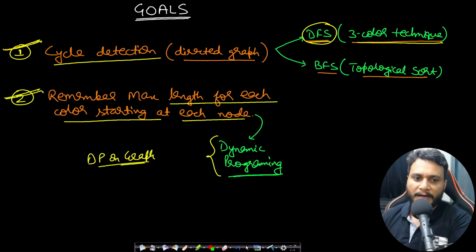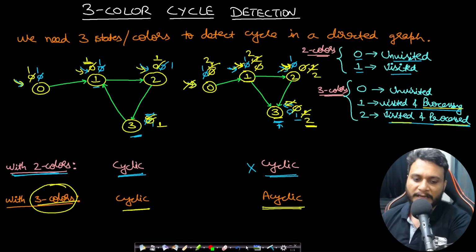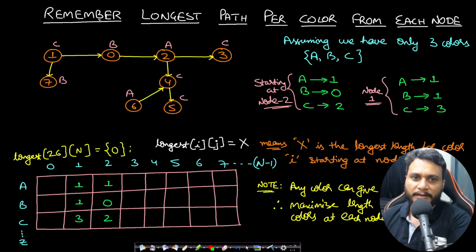Now the second thing, how to remember the maximum length of each color starting at each node. We will be applying DFS, and with DFS we will try to do dynamic programming. So let's see how to remember the longest path per color from each node. I have taken an example here. For each node I will be assuming that the maximum colors are only 3 colors, but in reality you have from small a to small z, there are 26 colors, right? But for example I am taking only 3 colors as maximum.